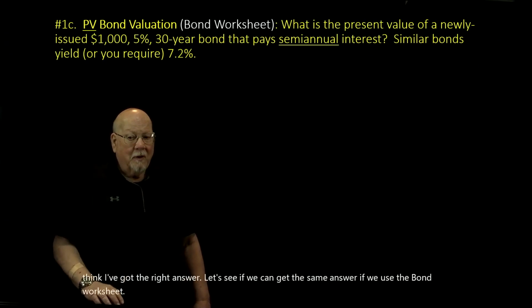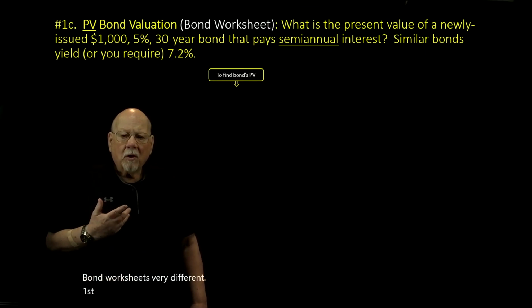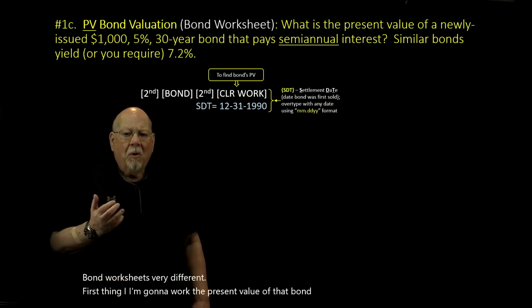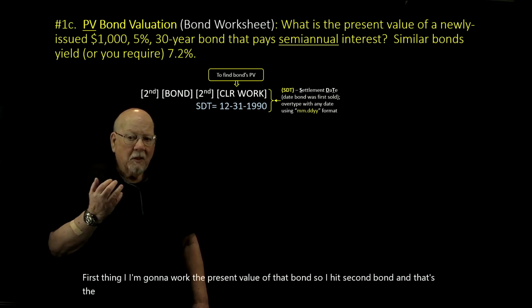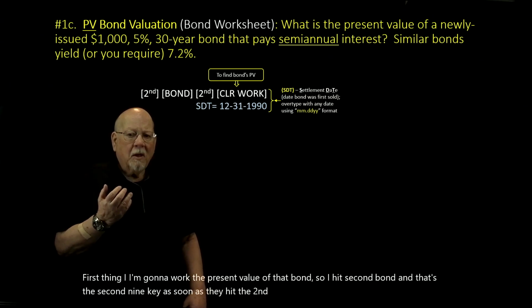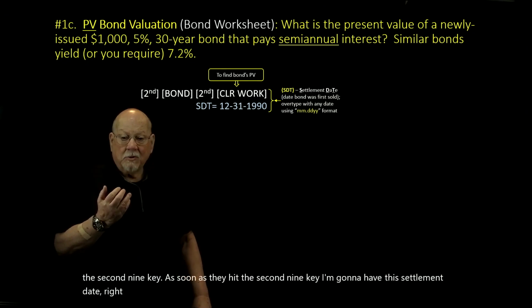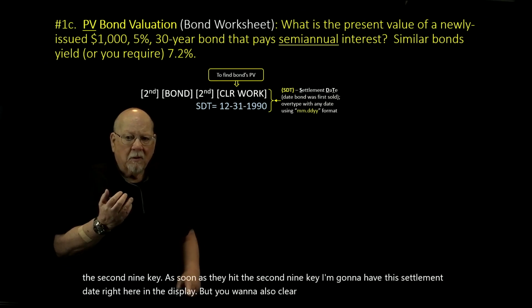Bond worksheet is very different. First thing, I'm going to work the present value of that bond. So I hit second bond, and that's the second 9 key. As soon as I hit the second 9 key, I'm going to have this settlement date right here in the display, but you want to also clear it. So you hit second bond, then second clear.